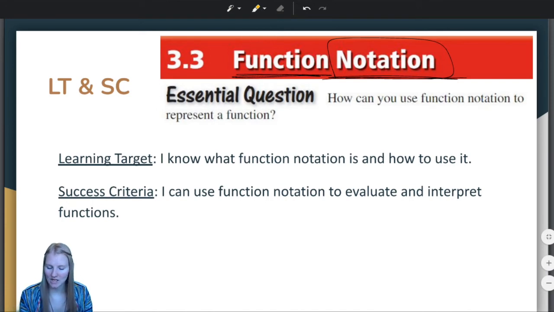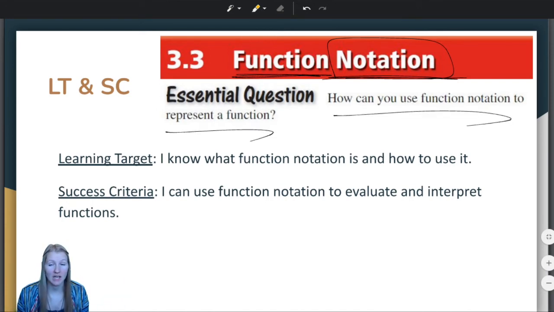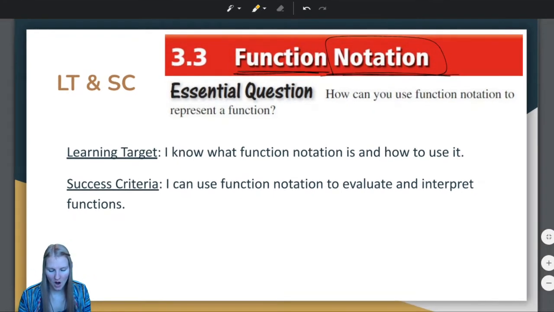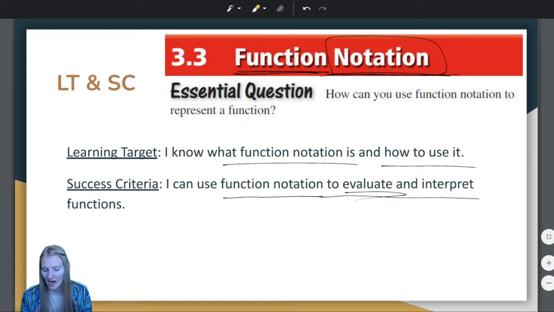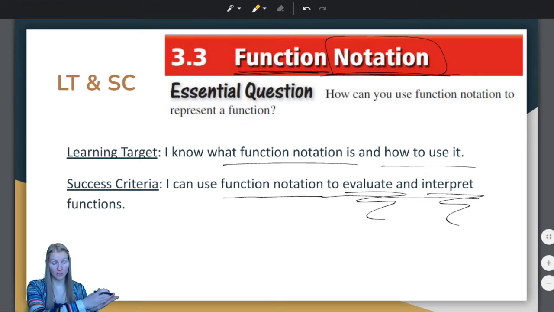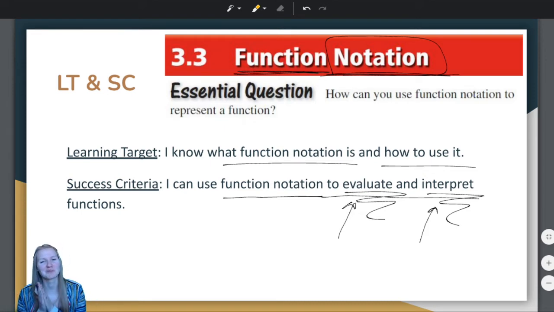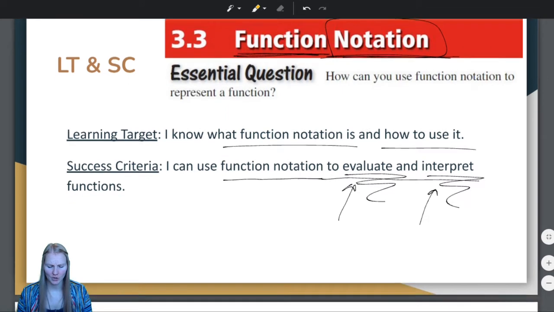Okay, how can you use function notation to represent a function? We're going to talk about that today. Our learning target is that you know what function notation is and how to use it. What is function notation? How do I use it? And the success criteria is that you can use function notation to evaluate and interpret functions. Evaluate and interpret functions. We're going to talk more about what those words mean when we get to their respective examples.